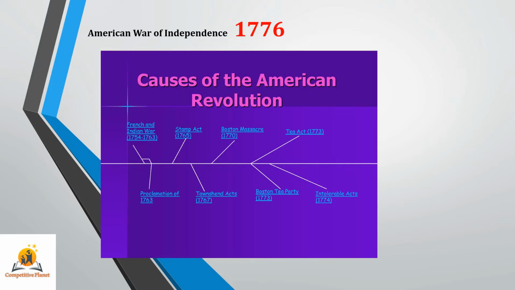You have to understand a few points here: the French and Indian War, the Stamp Act and Boston Massacre, Tea Act, Proclamation of 1763, Townshend Acts, Boston Tea Party, and the Intolerable Acts. These were the reasons for the American War of Independence, which started in the year 1776.